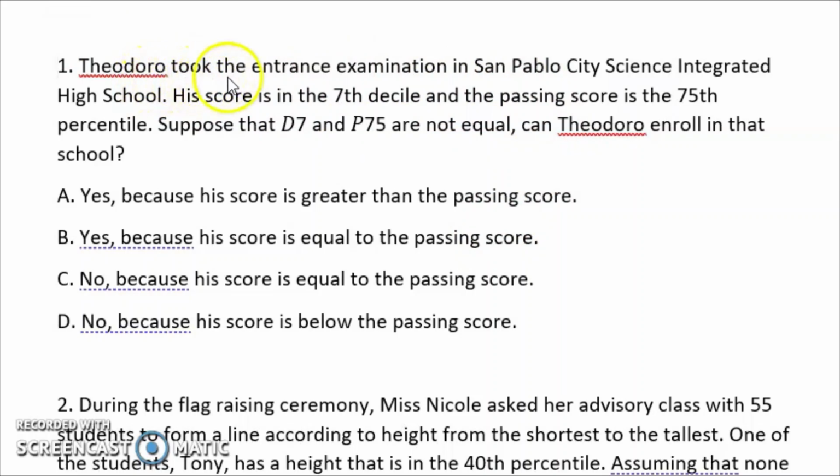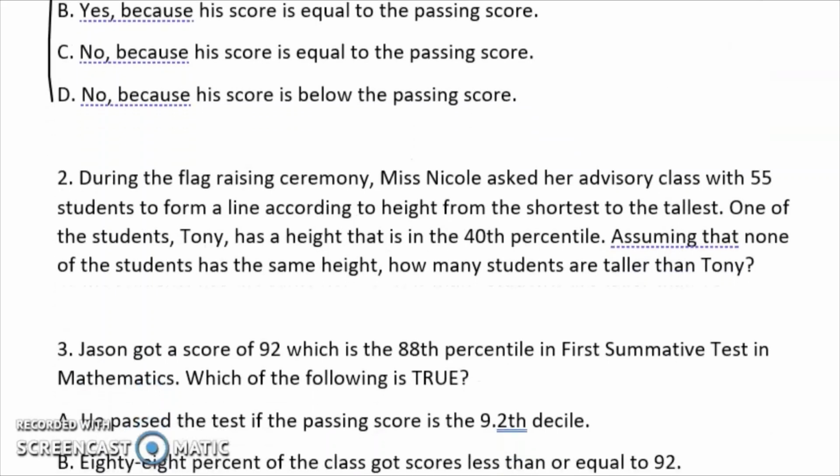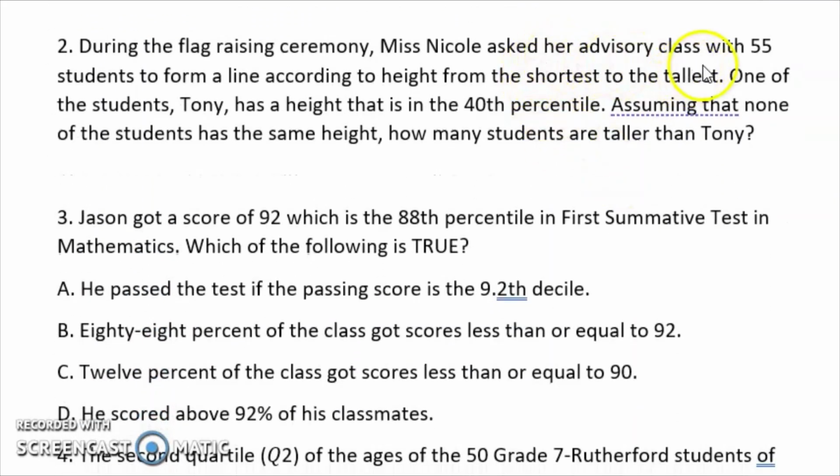Ulit. Teodoro took the entrance examination in San Pablo City Integrated Science High School. His score is 7th decile and the passing score is 75th percentile. Suppose that D7 and P75 are not equal. Can Teodoro enroll in that school? Ilan ba yung 7th decile natin? That is 70th percentile. Ang passing score natin ay 75th. So anong masasabi nyo? Makakapasa ba siya or hindi? Kayo nang mamili dyan.